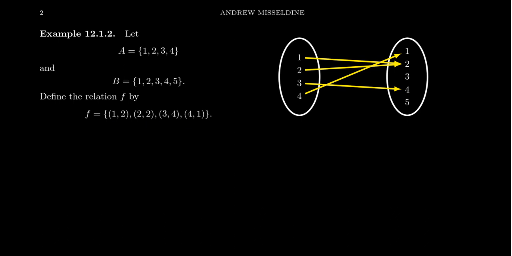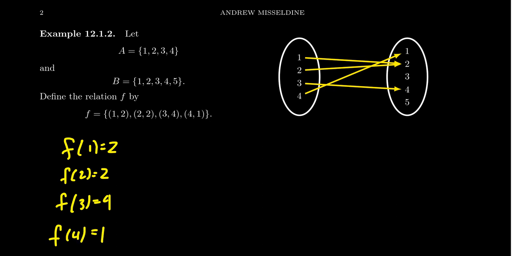The first way is that each of these ordered pairs gives us a function evaluation. The first one tells us that f of 1 is equal to 2. The second one tells us that f of 2 is equal to 2. The third one tells us that f of 3 is equal to 4. And the last one, (4, 1), tells us that f of 4 is equal to 1. So this is how you can turn this relation into the usual way we think about functions, where we think of functions as evaluations.